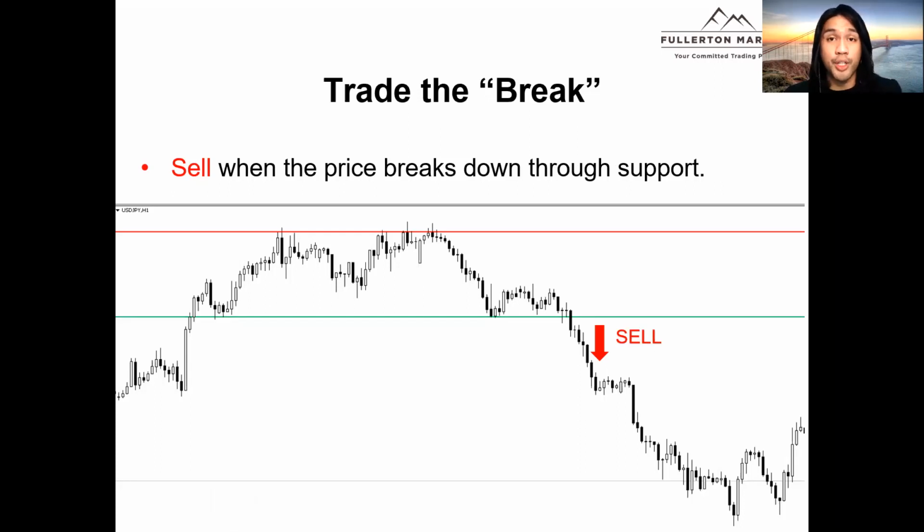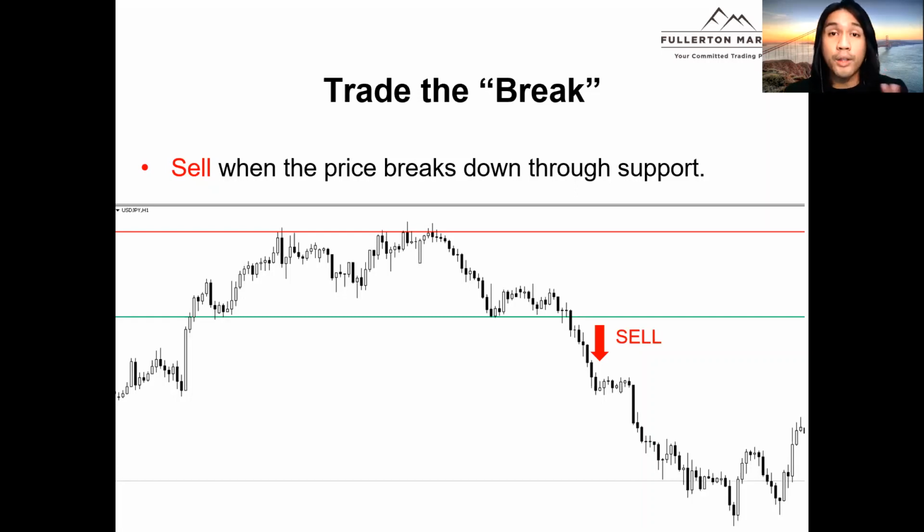Remember our area of conversion from earlier. Since it becomes a resistance and we are near that point, maybe it's a good time for us to sell because more people are selling and there are a lot more short or sell positions open, and this might move prices lower, all right? So let's do a quick recap.